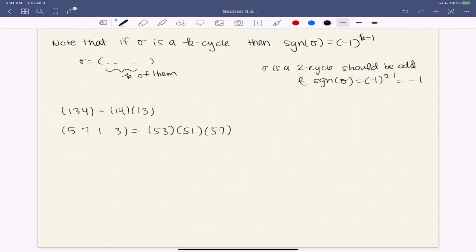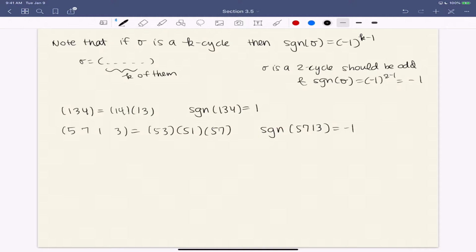I haven't defined that yet. So the sign of this element is -1, and this is a 4-cycle. And this is a 3-cycle, but I can write it with 2 transpositions, so its sign is +1. So the sign of (1 3 4) is +1, and the sign of (5 7 1 3) is -1.